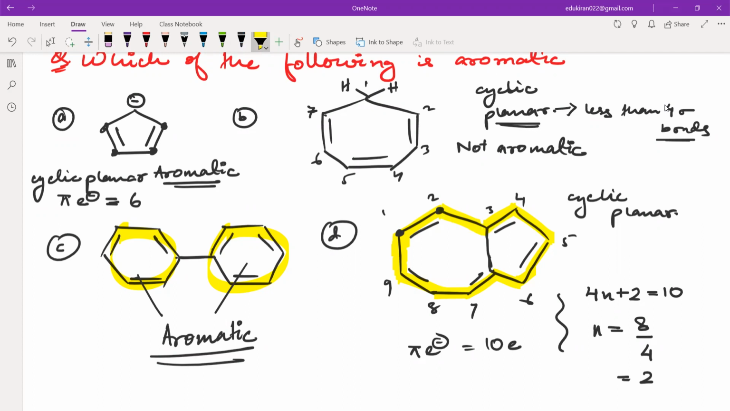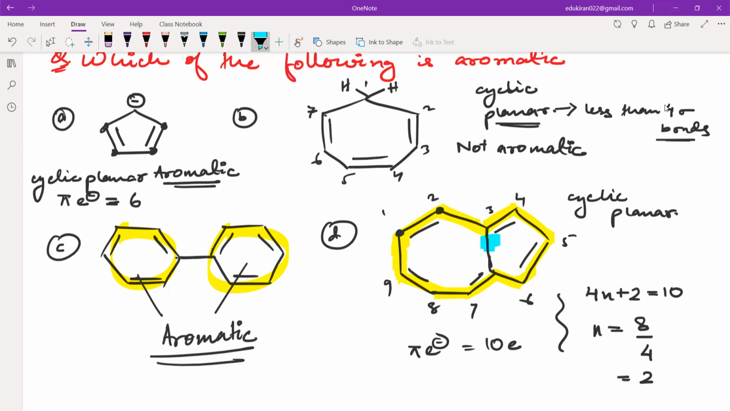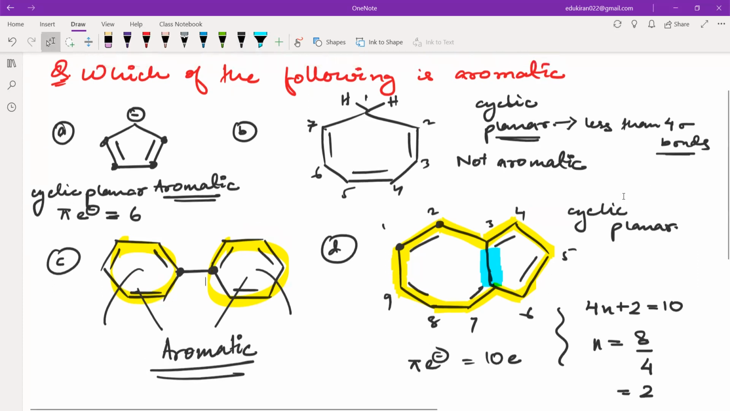When you have 2 different separate rings which do not share a bond, here you can see this bond is shared by these 2 rings, but here there is no sharing of bonds. So all the bonds of this ring are only for this ring, and all the bonds of this ring are for this ring. These are connected by a sigma bond. These are connected and these are shared. Here the bond is shared. Here there is a connection. Okay, so I think this is clear for you guys.